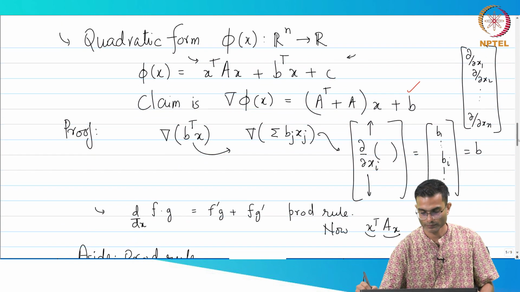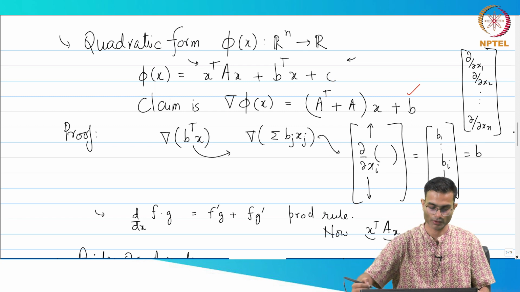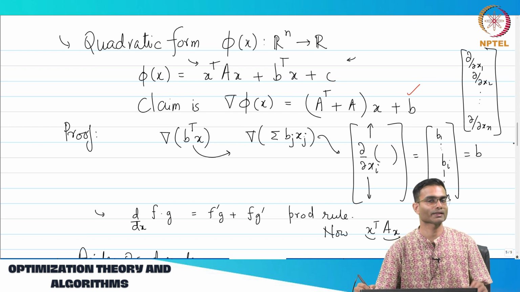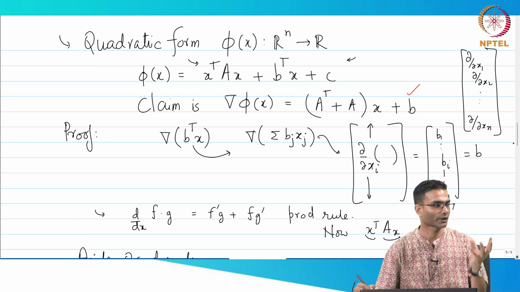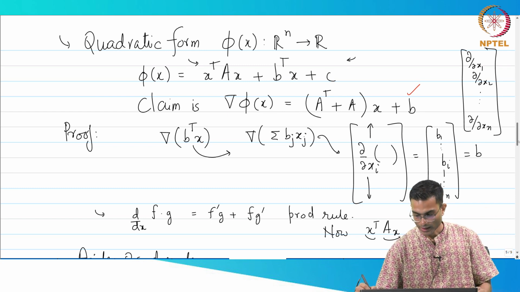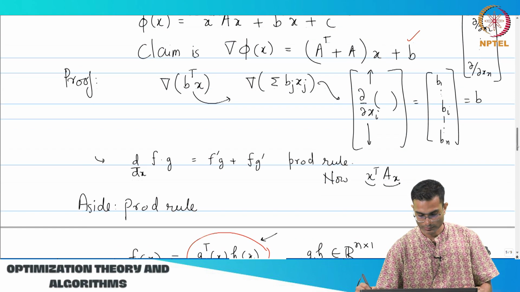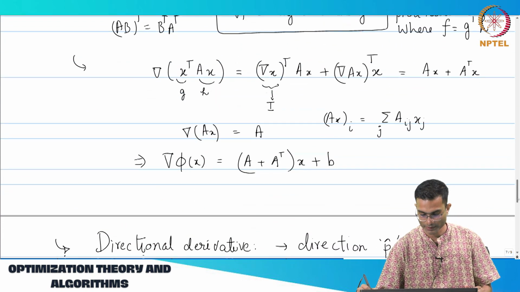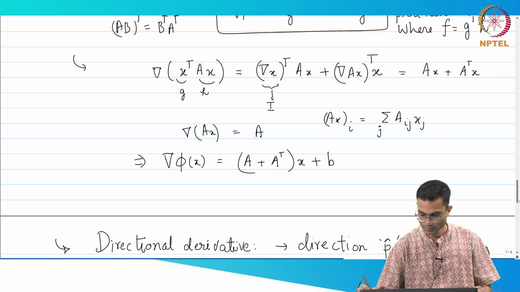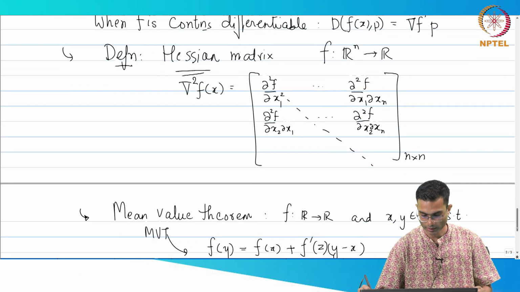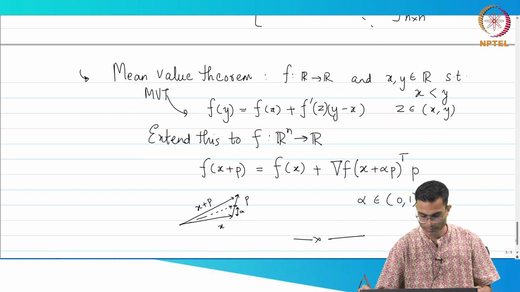Then we looked at one object that we call the quadratic form. Later on, we'll see this quadratic form has very nice geometric interpretations. It looks like a cone and various such objects in n dimensions. And we found its derivative to be a very simple expression. We looked at the directional derivative, and after defining the Hessian matrix, I looked at the mean value theorem.